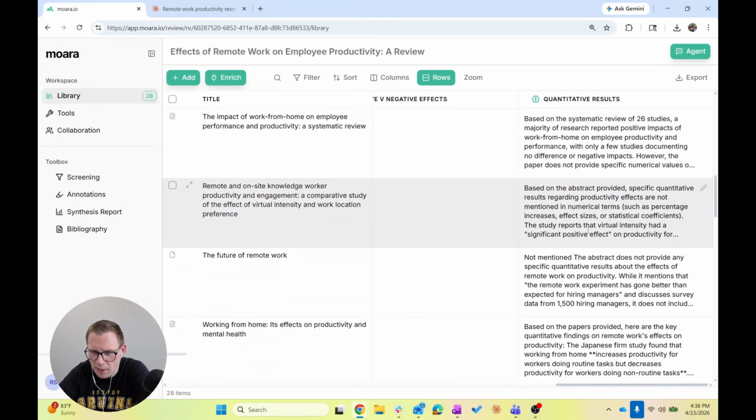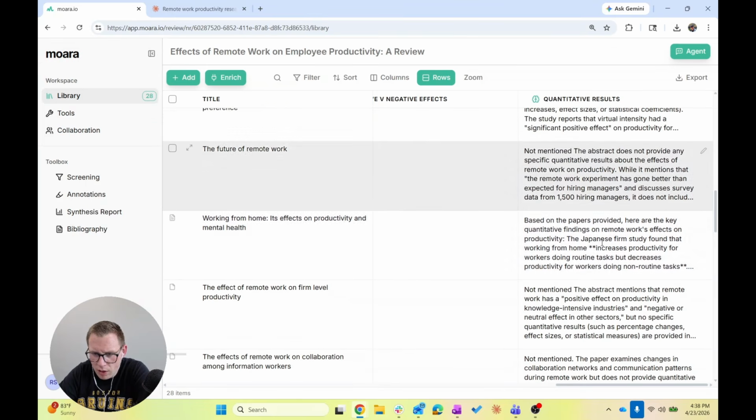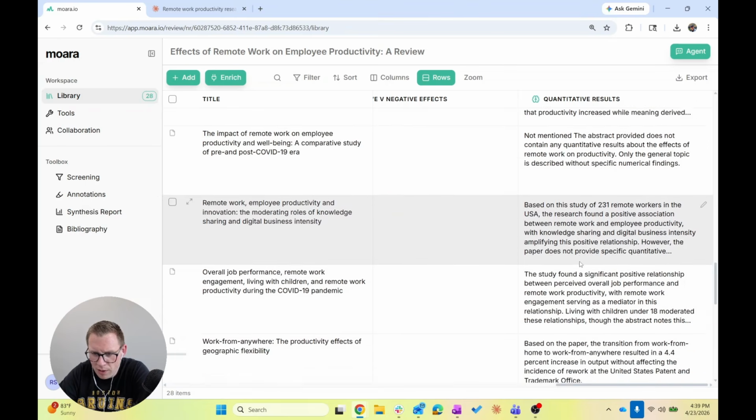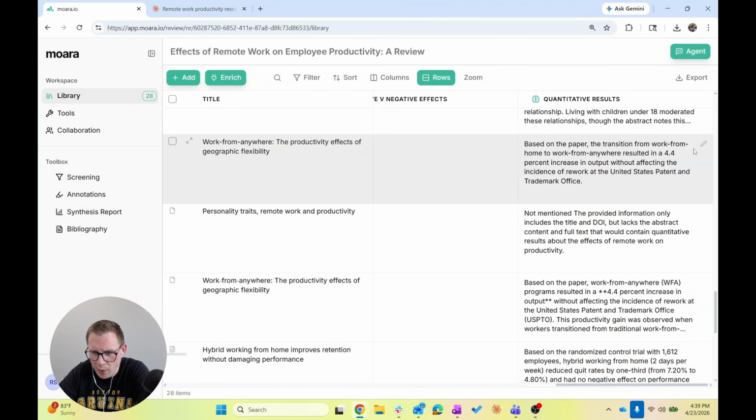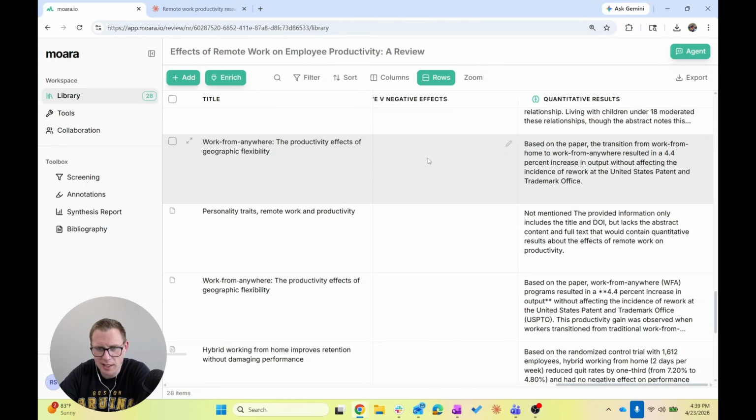Not mentioned, not mentioned, not mentioned. A majority of research reported positive impacts. Okay, now, here we go. Based on this paper, transition from work from home to work from anywhere results in a 4.4% increase in output. Now, that's not the metric we care about.